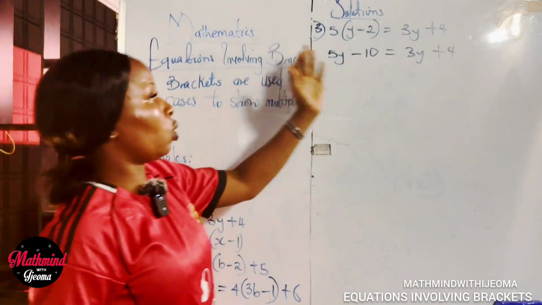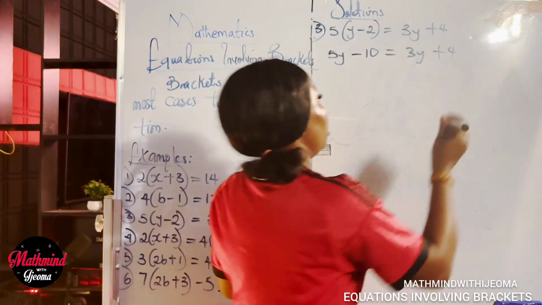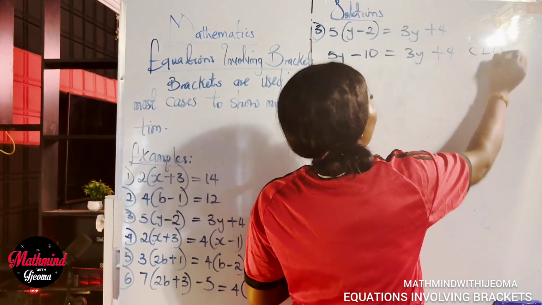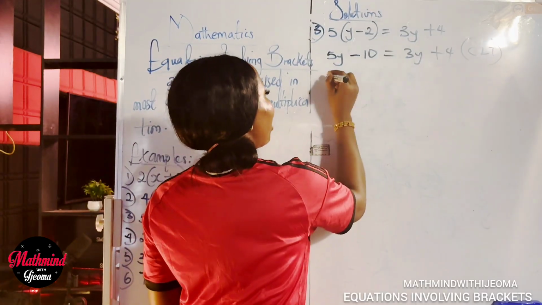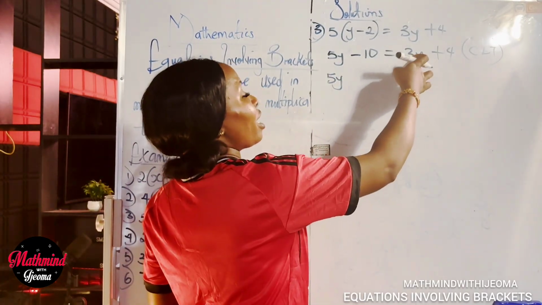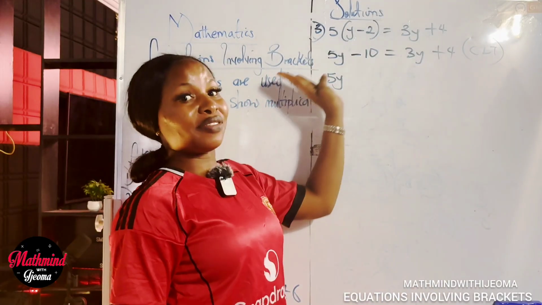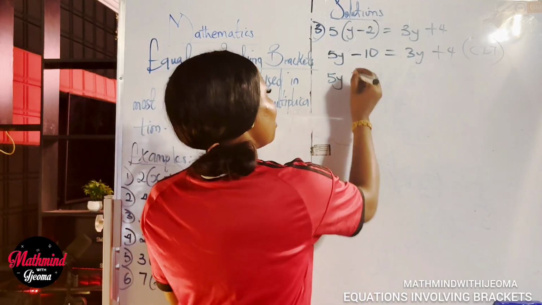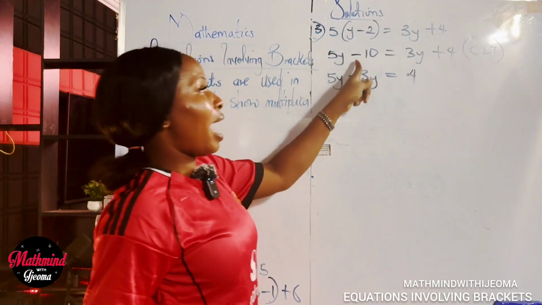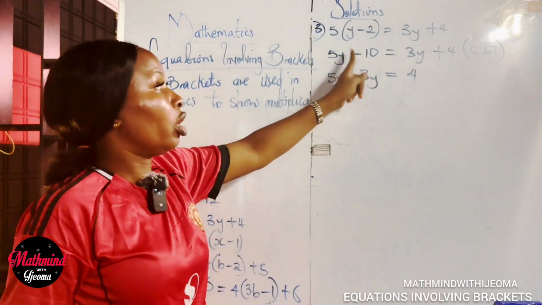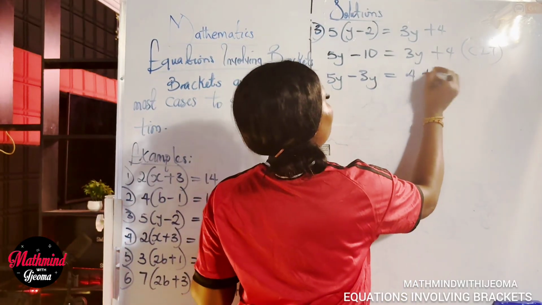If you're done with this, what do you do next? This is like the first rule. Collect like terms, CLT. Your conditions are very important. So we have 5y. 3y crosses the equal sign. It's at the right hand side. Now it will come to the left hand side to meet 5y. So it becomes minus 3y equal to 4 is already here. And if minus 10 crosses to meet 4, it becomes plus 10.